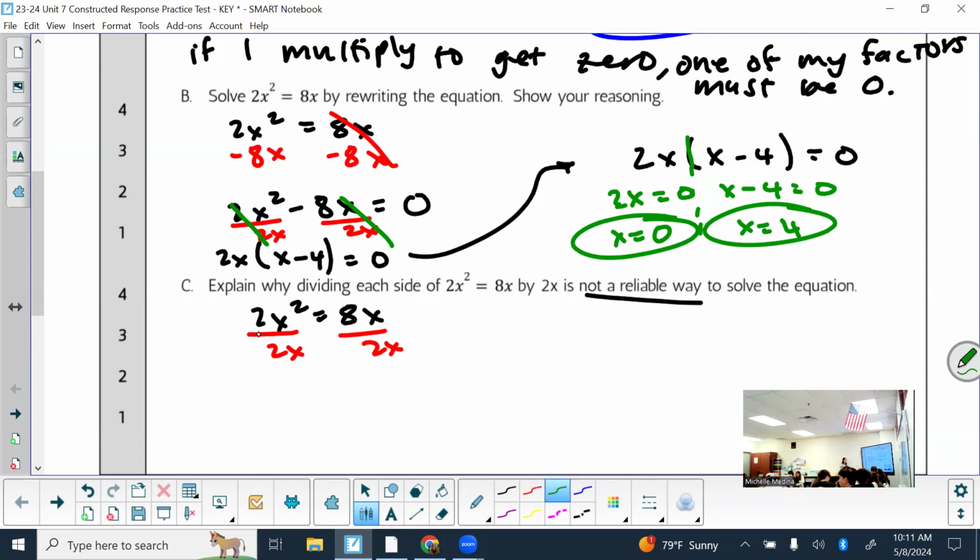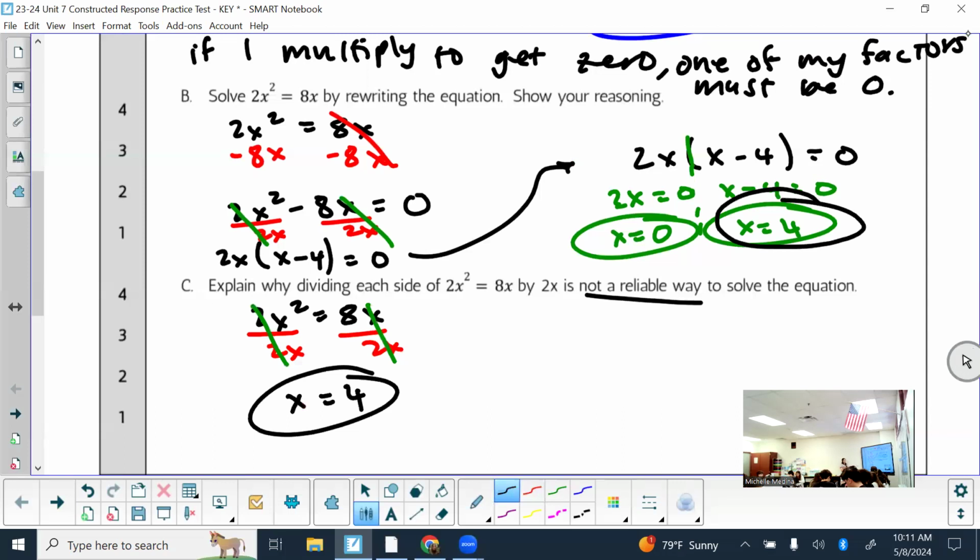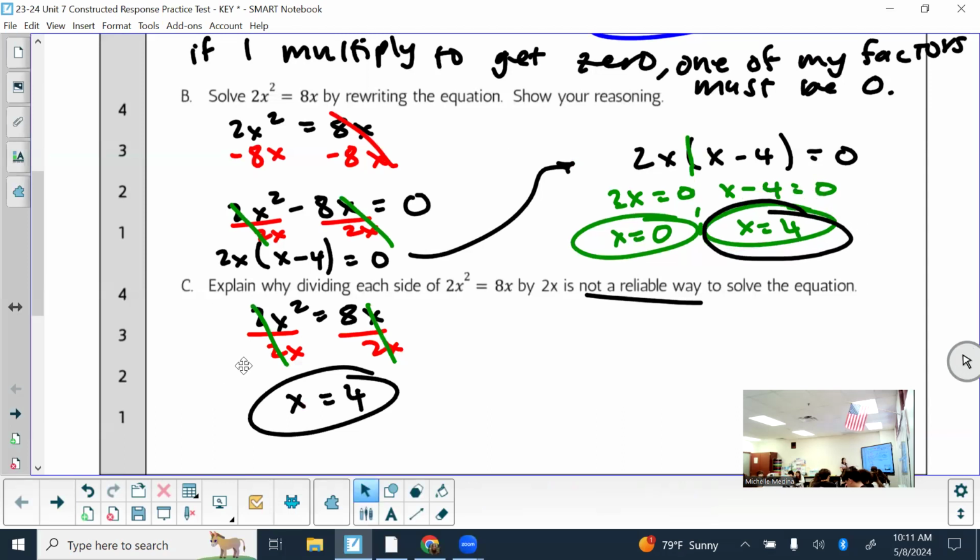On the left side, the 2's cancel. What's x squared divided by x? Good. Over here, these x's cancel. What's 8 divided by 2? So it gives me this part, which we solved in the previous problem. What's wrong with solving it the way that we just did? Am I getting the other answer that we talked about?